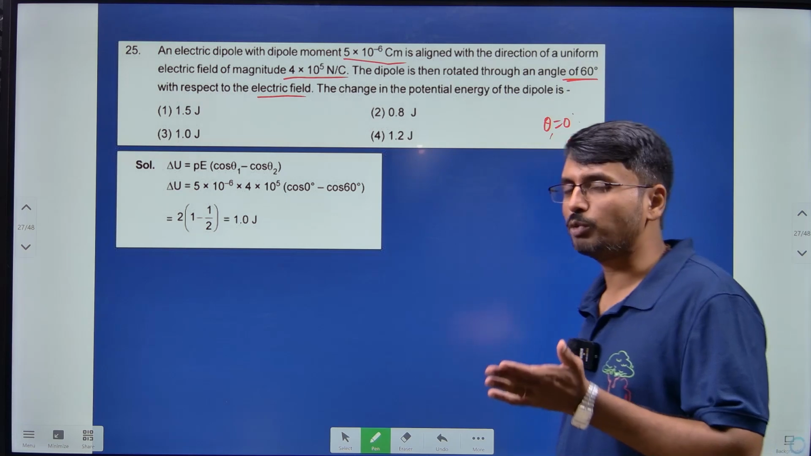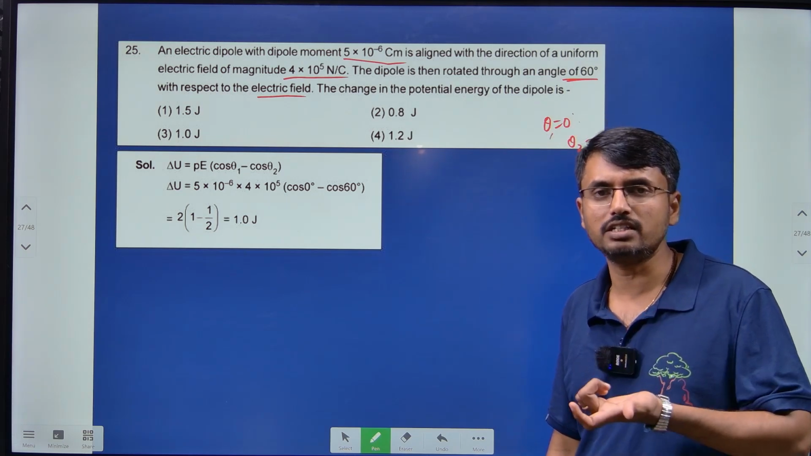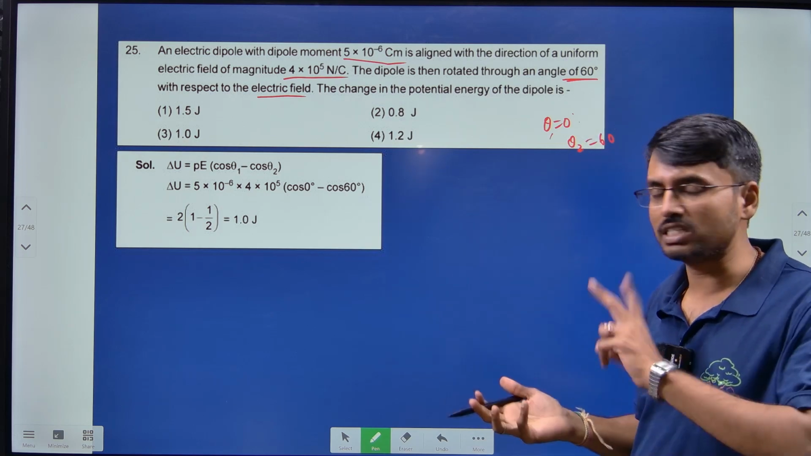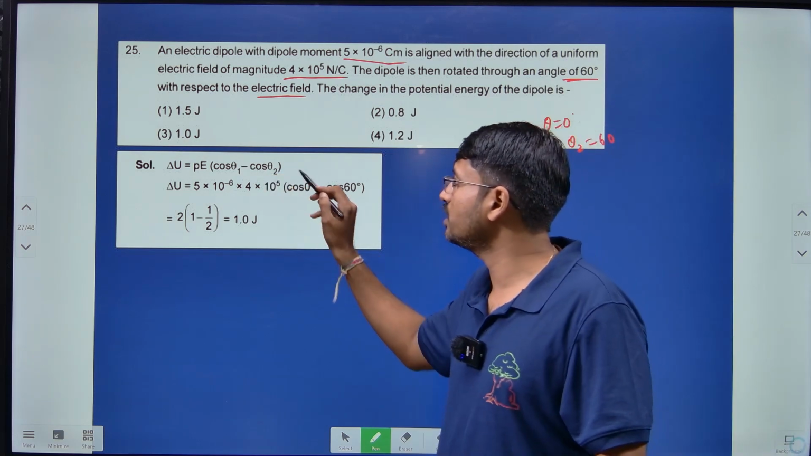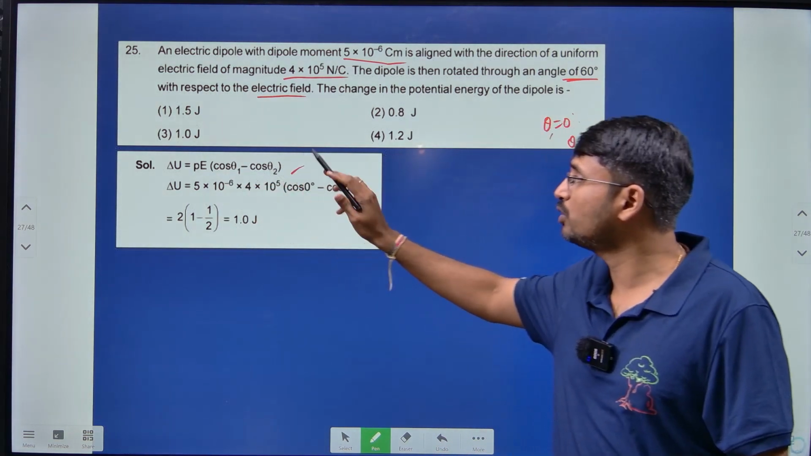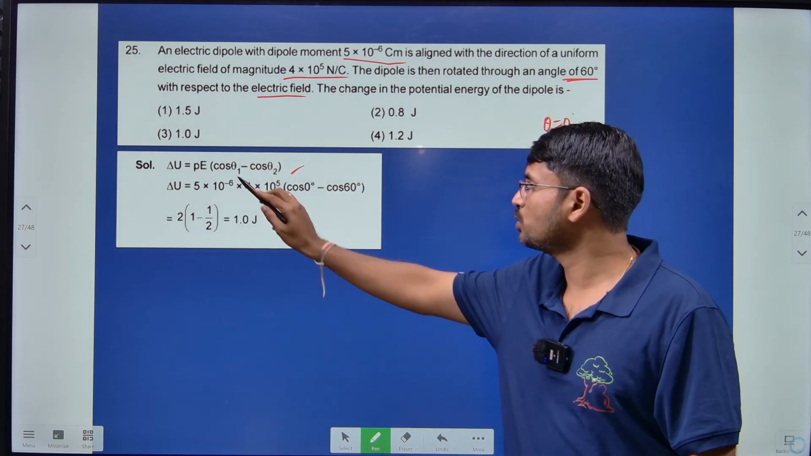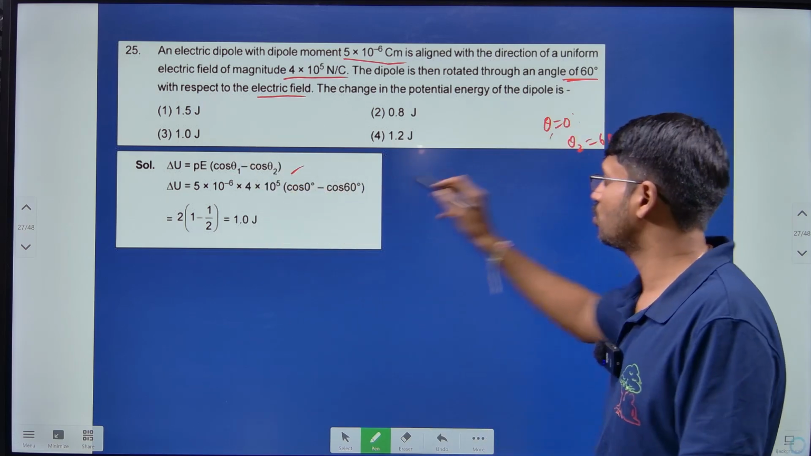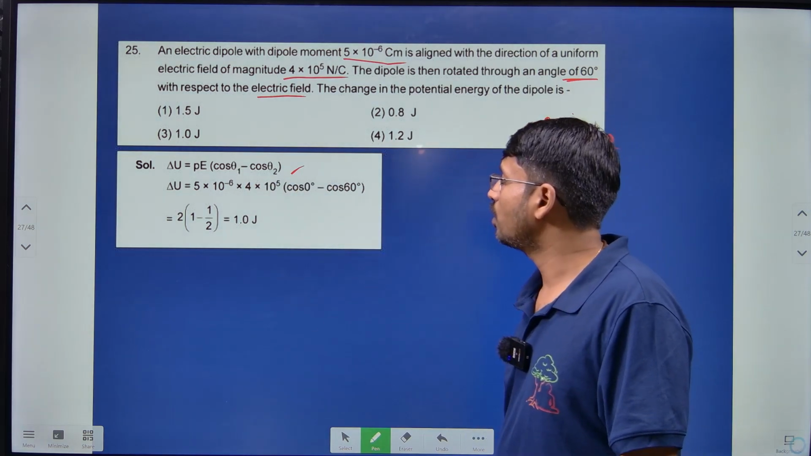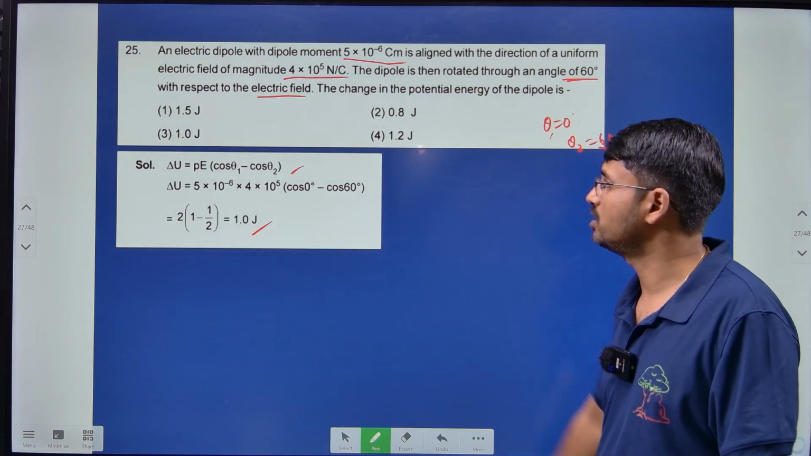We know that potential energy is defined as minus PE cos theta. So the change is minus PE (cos theta 2 minus cos theta 1), or if I just reverse that, PE (cos theta 1 minus cos theta 2). If you interchange this, it becomes a plus. Substitute theta 1 is 0, so cos 0 is 1, and cos 60 is 1 by 2. Just substitute, and the answer will be 1 joule.